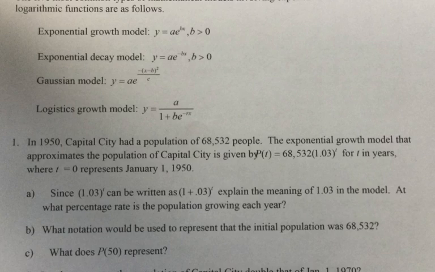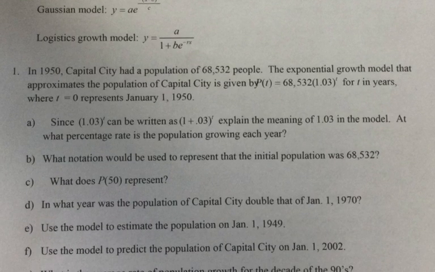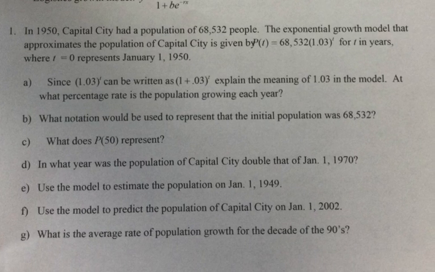Explain the meaning of 1.03 in the model. At what percentage rate is the population growing each year? That's it. You have the entire population, that's the 1, plus a growth of 3% every year. You feel good about that? B, what notation would be used to represent that the initial population was 68,532? So how do I know I'm talking about the initial population? That t needs to be 0, so we could write that as P of 0. That lets me know I'm at the beginning of time, or in this case, 1950 is the beginning of time. That's the initial starting point.